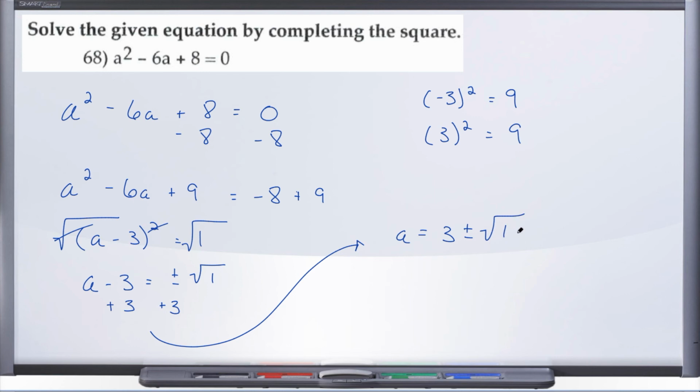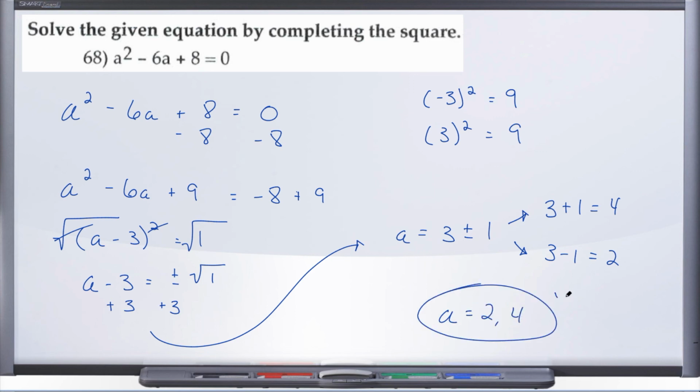But what is radical 1? Well, radical 1 is, of course, just 1. And so now we have two answers here, don't we? We have 3 plus 1, which is 4. And we have 3 minus 1, which is 2. And so a equals 2 and 4. And there we have it. Number 68, we completed the square.